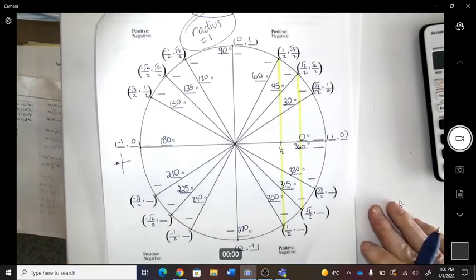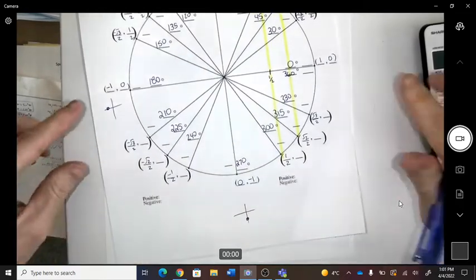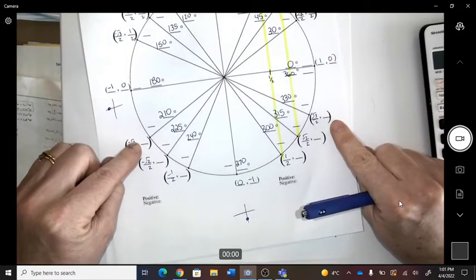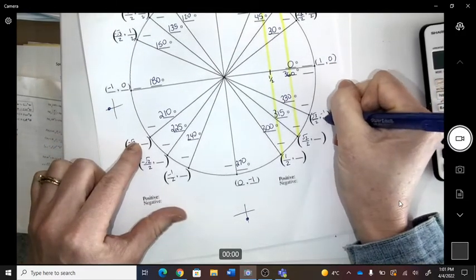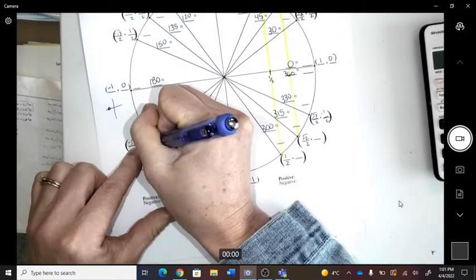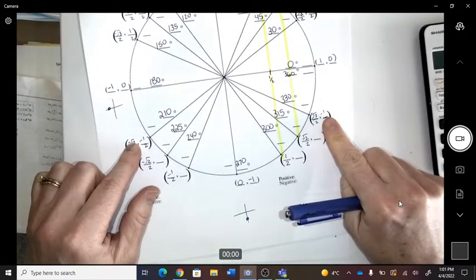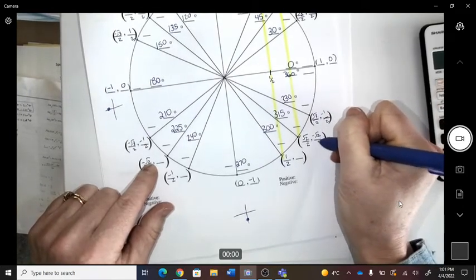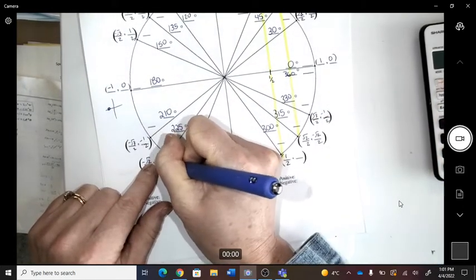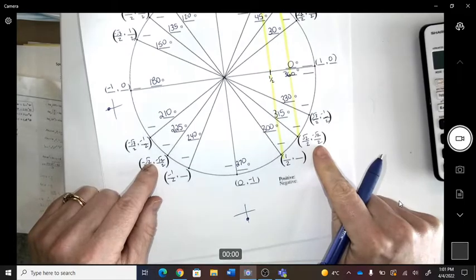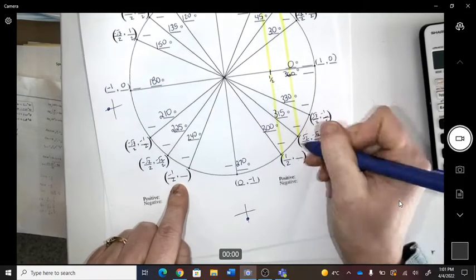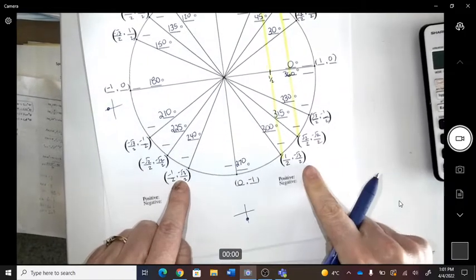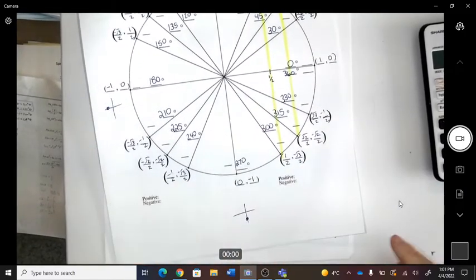Then I reset, and then I go down. So 0, go down, so -1/2. I go down, so -root 2 over 2. I go down, -root 3 over 2. Down, -1.